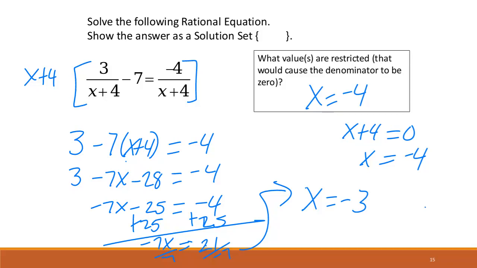-3 is not a restriction. So our solution set is x such that x is equal to -3.